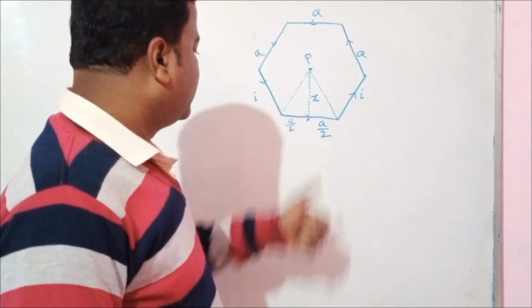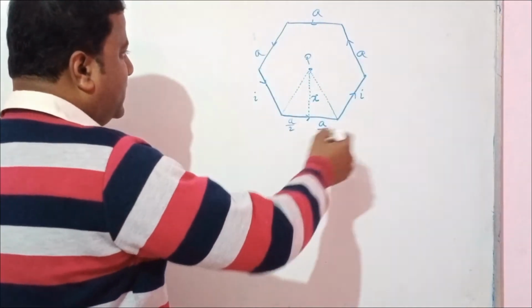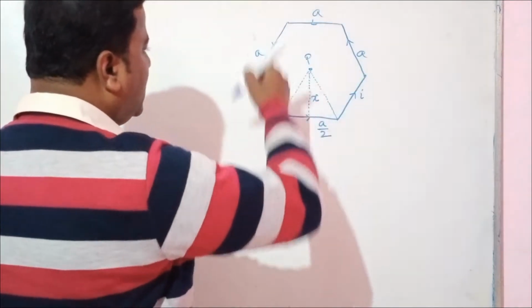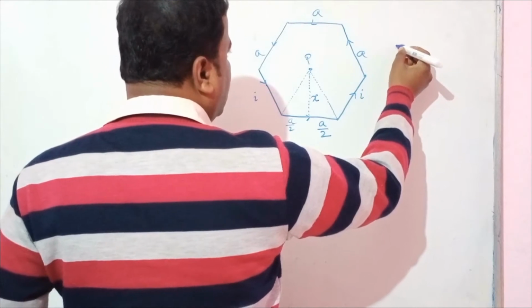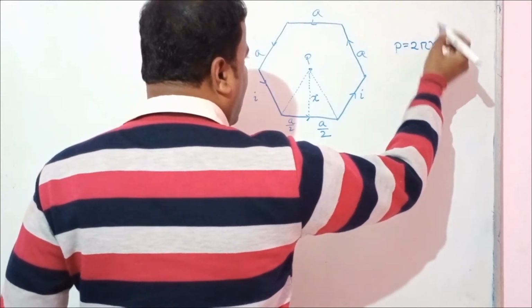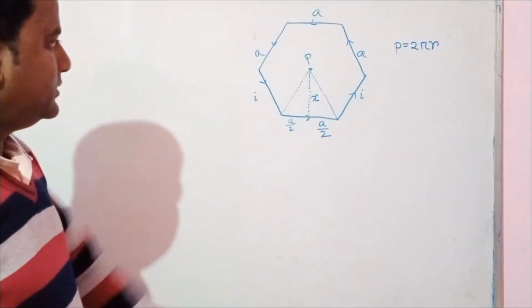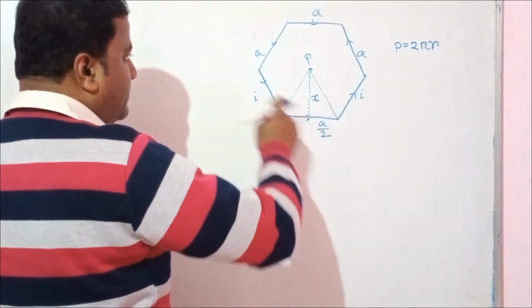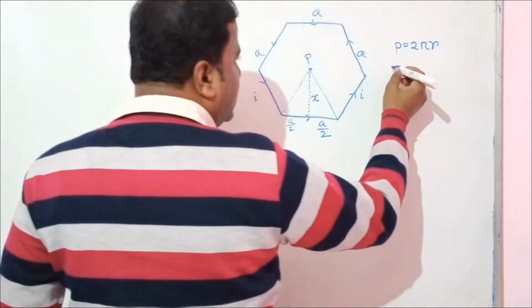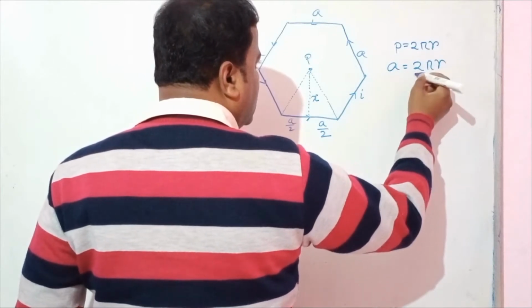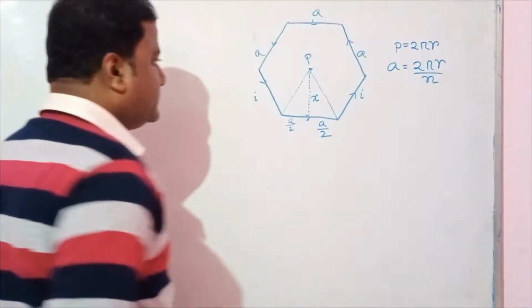Okay, let's start to solve our problem. This is a regular polygon having n sides and the total perimeter 2 pi r. This is given. The total length is 2 pi r. The side of the polygon a equals 2 pi r upon n.